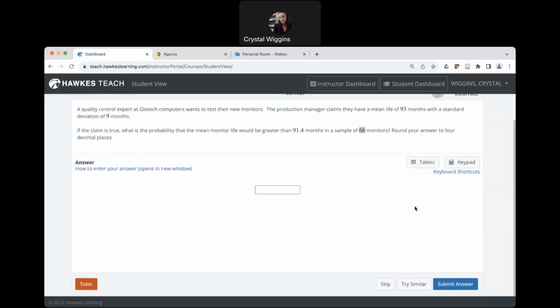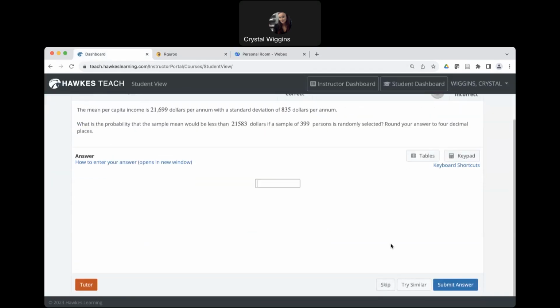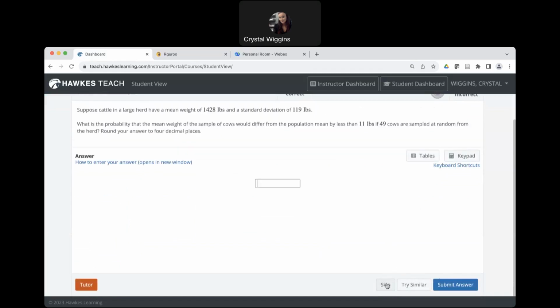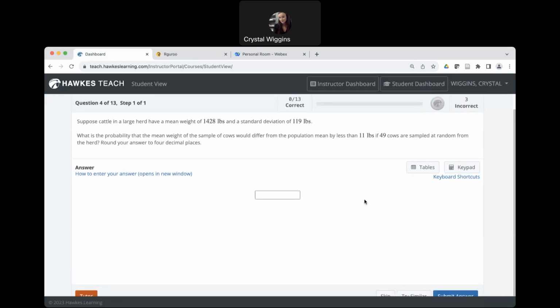All right, let's try another one. Let me find one that says differs, because those problems are definitely a little tricky to translate. Here we go. Suppose cattle in a large herd have a mean weight of 1,428 pounds and a standard deviation of 119. What is the probability that the mean weight of a sample of cows would differ from, keywords, the population mean by less than 11 pounds if 49 cows are sampled?